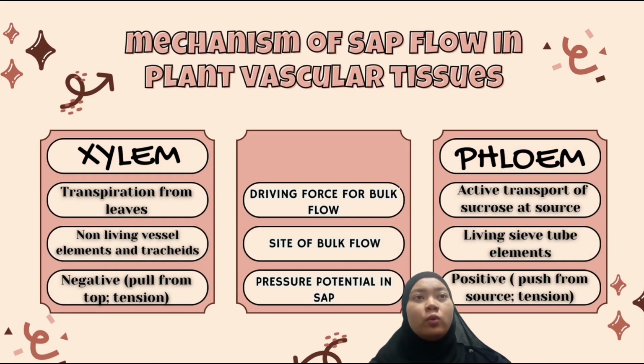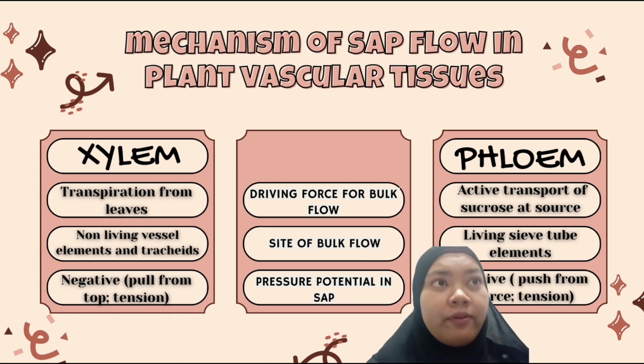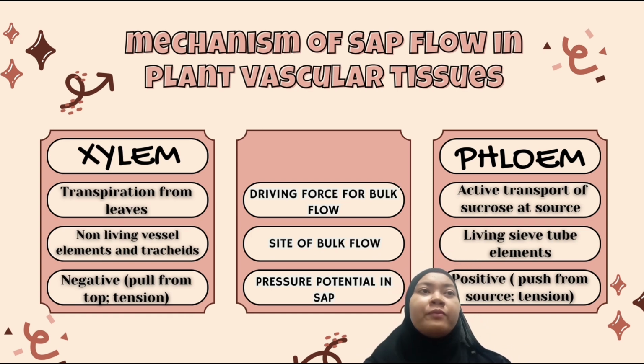Mechanism of sap flow in plant vascular tissues. For the driving force for bulk flow, in xylem it is transpiration from the leaf, and for phloem, active transport of sucrose at the source. For the site of bulk flow, in xylem it is non-living vessel elements and tracheids, and for phloem, living sieve tube elements. For pressure potential in sap, xylem is negative, and in phloem it is positive.